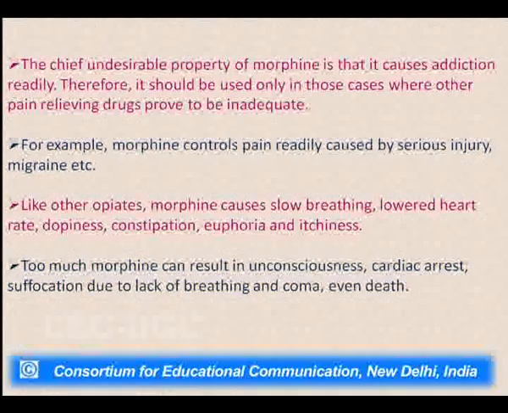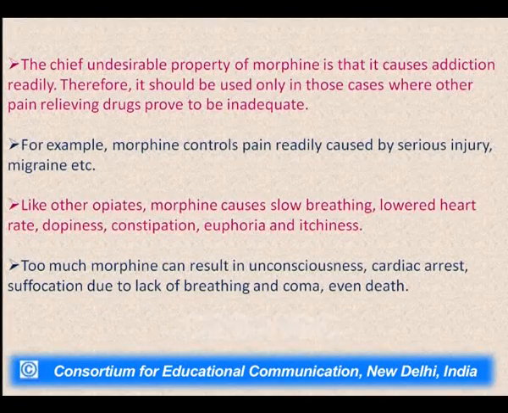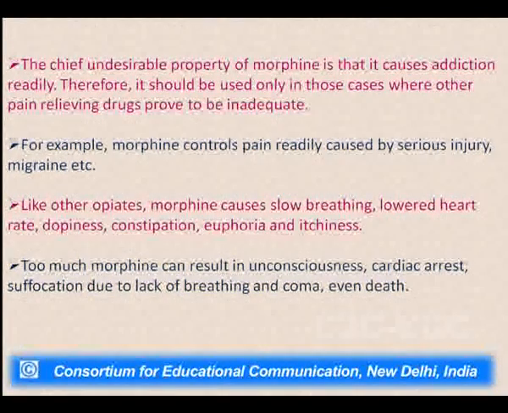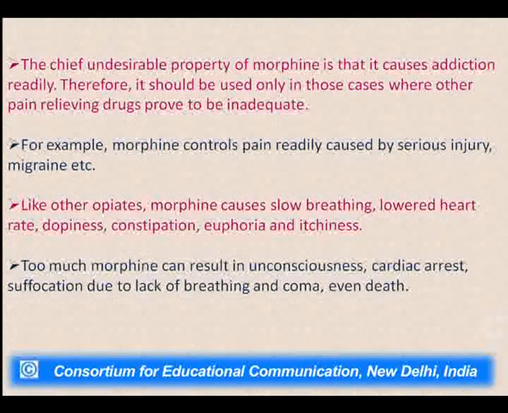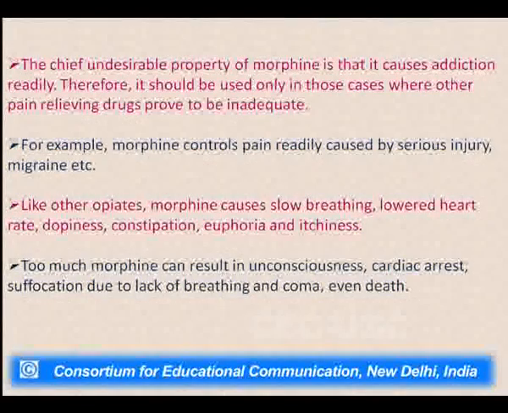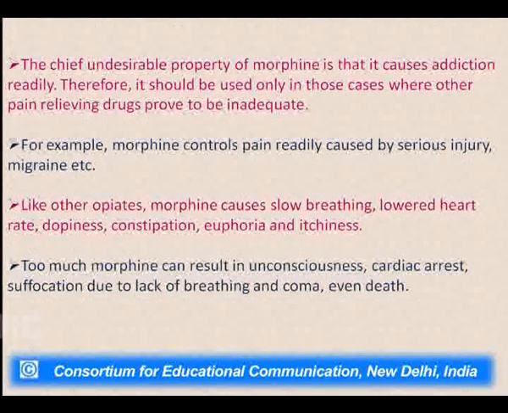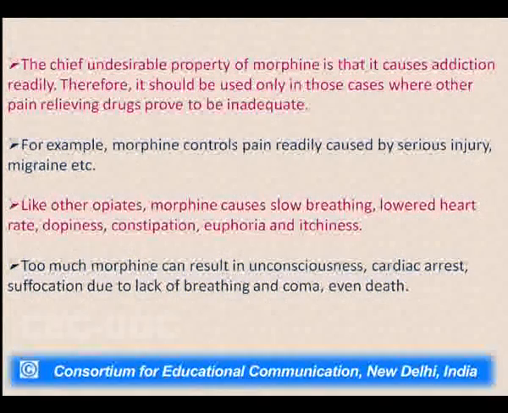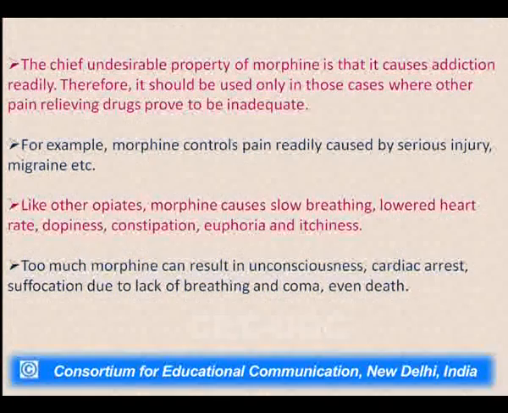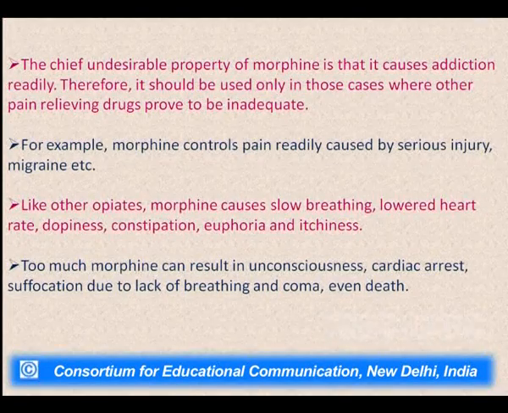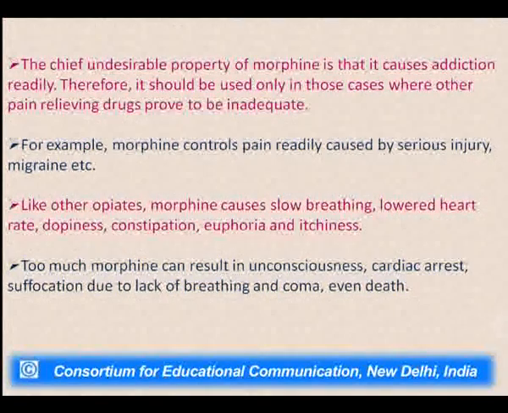The chief undesirable property of morphine is that it causes addiction readily. Therefore, it should be used only in those cases where other pain relieving drugs prove to be inadequate. For example, morphine controls pain readily caused by serious injury and migraine, etc. So, these are very chronic conditions, and here only we can use morphine. In other cases, we should use a substitute for the morphine drug.